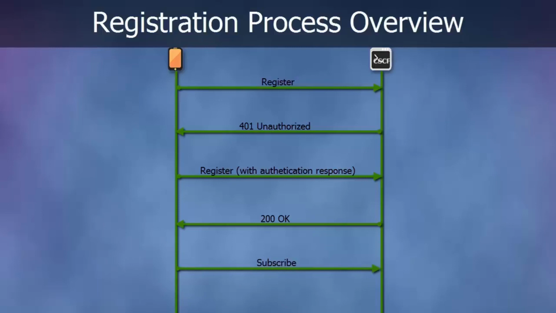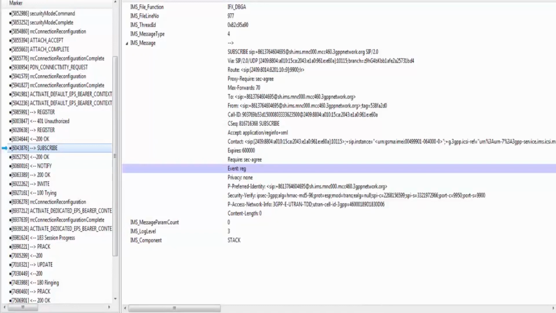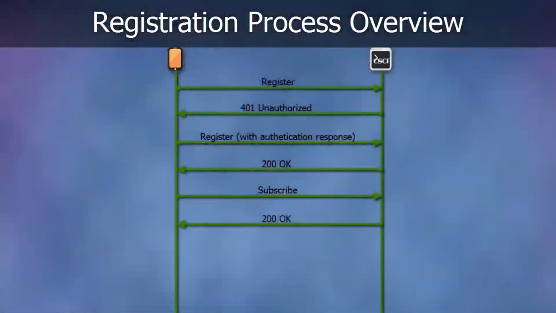The subscribe method is used to request the current state and the state updates for a particular event. Let's see the contents of this message. The most important header in this message is the event header. This header denotes the event for which UE is subscribing here. Here, the value of this header is registration. 200 OK. CSCF sends a 200 OK message to tell UE that the subscription was successful.